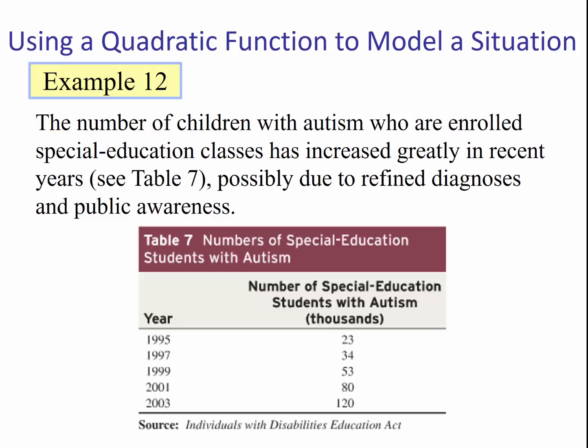Lesson objective. Example 12. The number of children with autism who are enrolled in special education classes has increased greatly in recent years. See Table 7. Possibly due to redefined diagnoses and public awareness. So we have data from the years 1995 to 2003, and from this data we see that the number in the thousands is increasing each year.